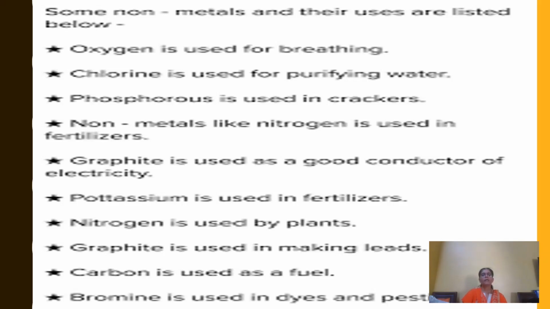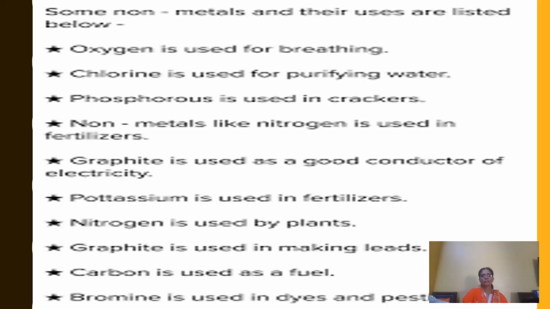And a non-metal like nitrogen. Nitrogen is very important for the growth of plants. Atmospheric nitrogen cannot be easily absorbed by plants. This we have already learned as nitrogen fixation. And in order to get more crops, farmers apply fertilizers, which are mainly made from nitrogen. So nitrogen is used in making fertilizers.